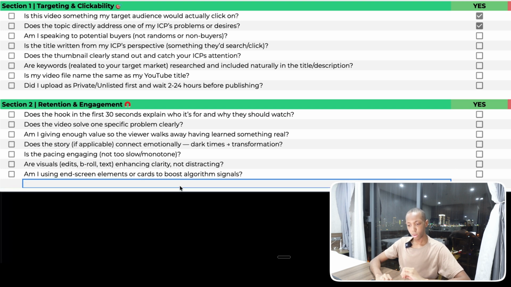And of course, when I mean algorithm signals, I mean session time, because the longer someone stays on the platform, especially after watching your video, the more YouTube's going to push your video out there, because YouTube loves people who stay on their platform. And if they stay on the platform even after watching your specific video and they just click on another video that you have and they keep doing that, YouTube's going to love you. They're just going to keep pushing out the same video.